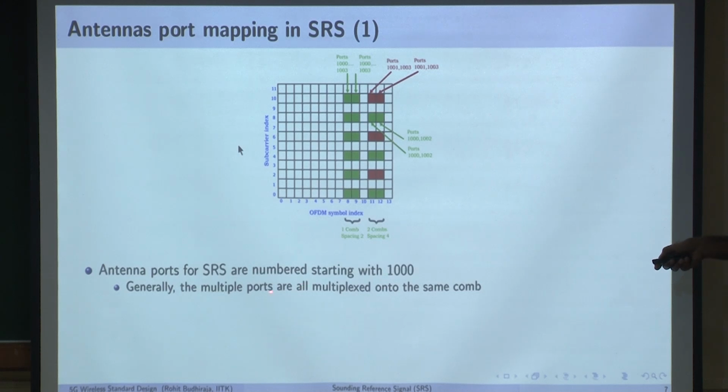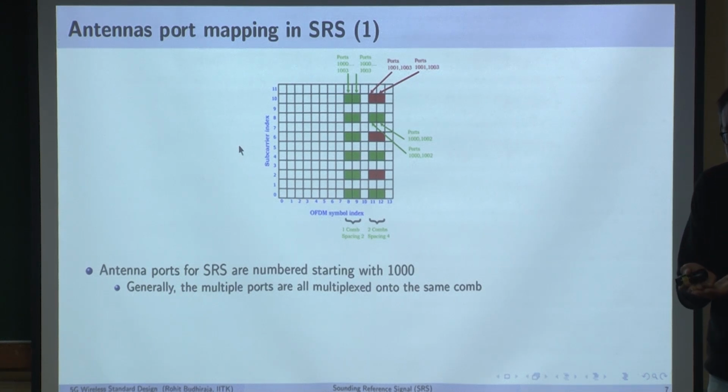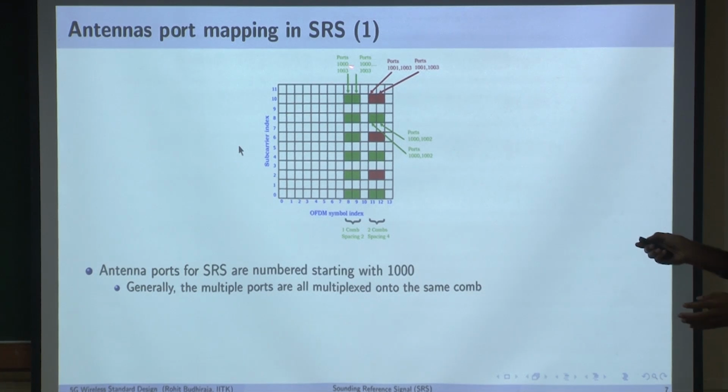What this bullet is saying is that all the ports are multiplexed onto the same COMB. What do we mean by that? You remember DMRS. How did we multiplex different port DMRS? We used something called code division multiplexing. They were defined on the same resource elements, but we multiplexed them using code division multiplexing and frequency division multiplexing. So what are we saying here? The different ports of SRS will use the same resource elements. That's the constraint being imposed by the standard.